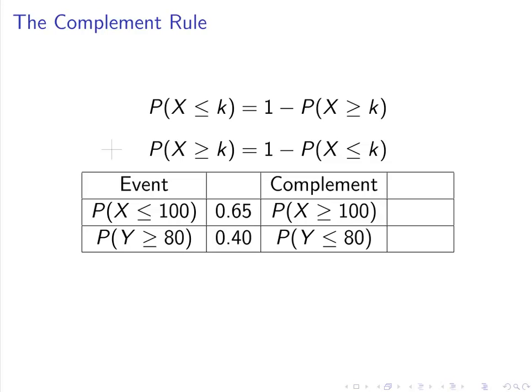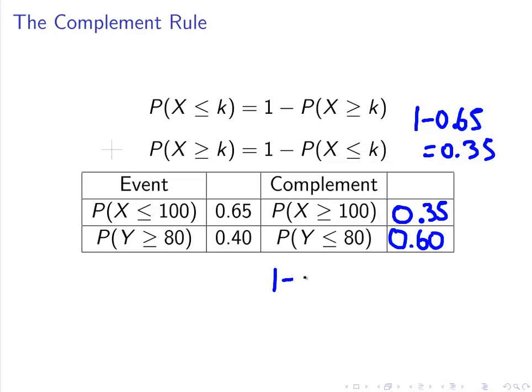We have two expressions here. The probability of x less than or equal to 100 is 0.65. So what's the probability of that being greater than 100? 0.35, which is 1 minus 0.65. Likewise, the probability of y greater than or equal to 80 is 40%. What's the probability of y less than or equal to 80? 0.60, which is 1 minus 0.40. Okay, that ends our presentation. It's short and sweet.